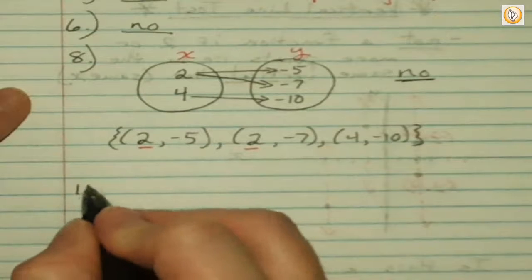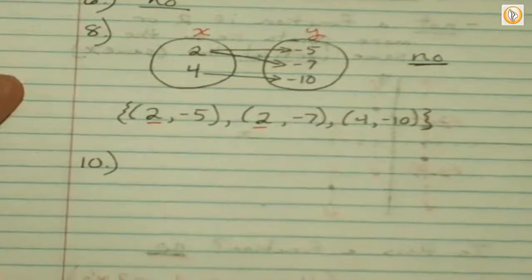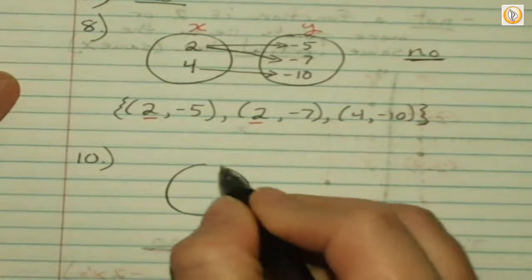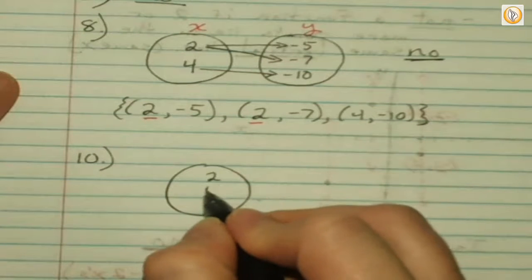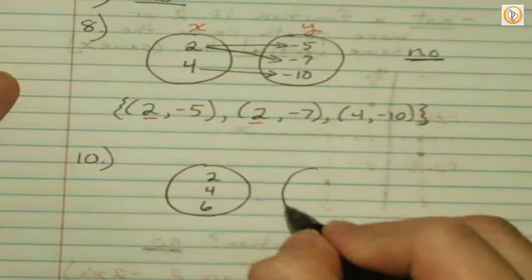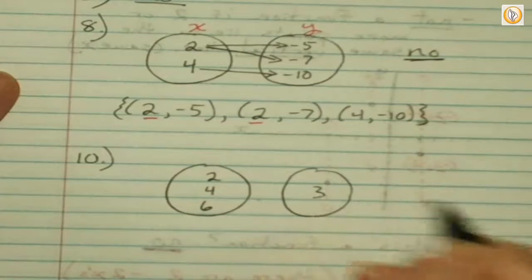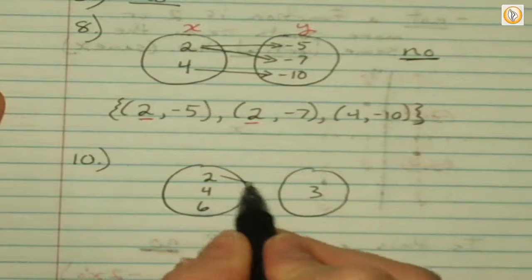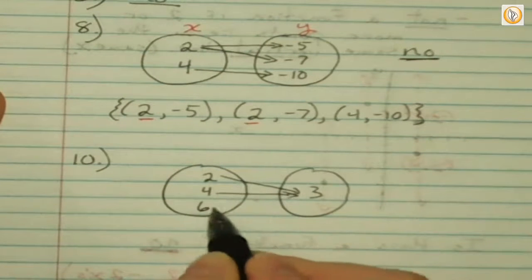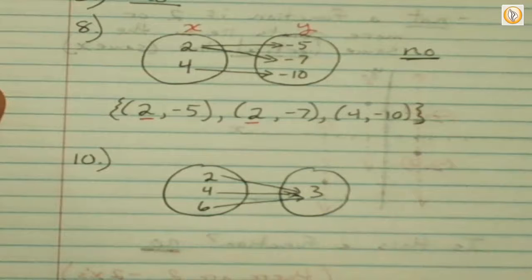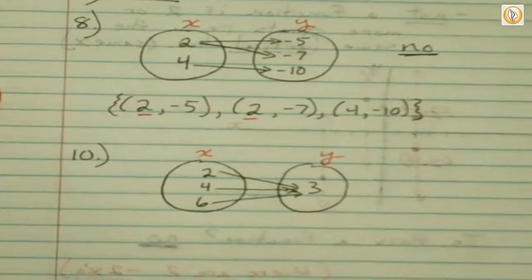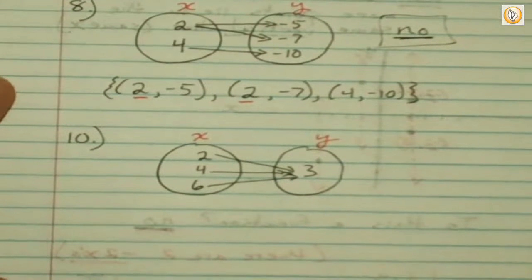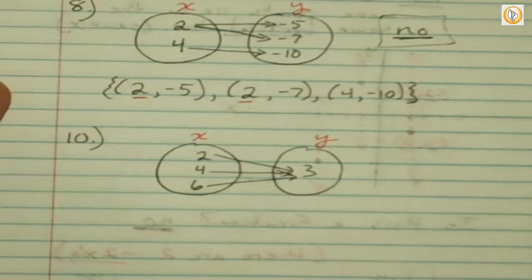All right, Emily, 10. Now I'm going to draw this out. 2 and 4 and 6, and then 3 is over here. And this is a tricky one. So Emily, and by the way, these are your answers. Didn't box them in. Emily, once you have this drawn, is this a function?